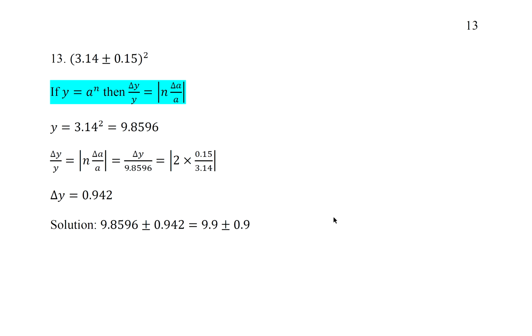We've just added and subtracted uncertainties and multiplied and divided uncertainties. Now we're going to take an exponent and determine the uncertainty. So we have to determine 3.14 plus or minus 0.15 to the second power. So understand this equation highlighted in blue. If y equals a to the nth, then delta y over y equals n times delta a over a.